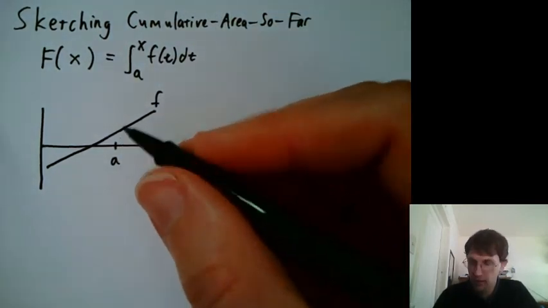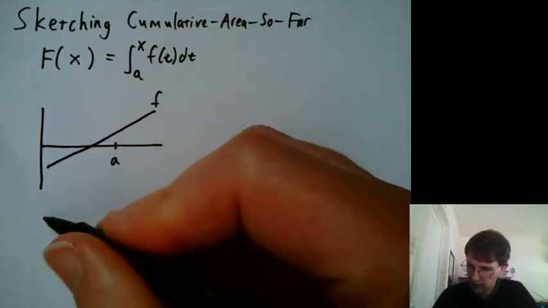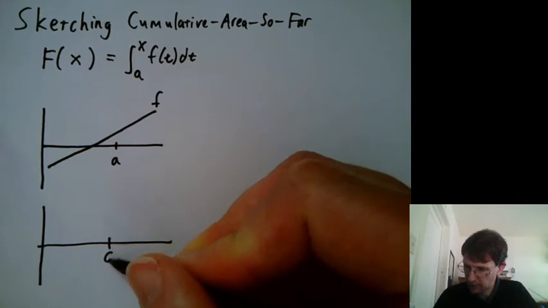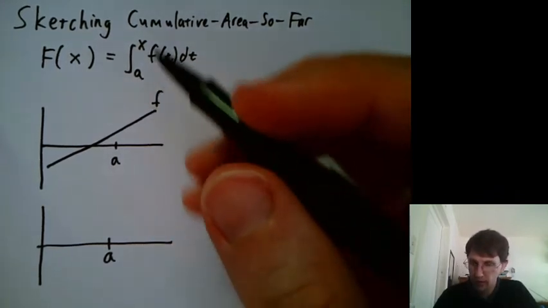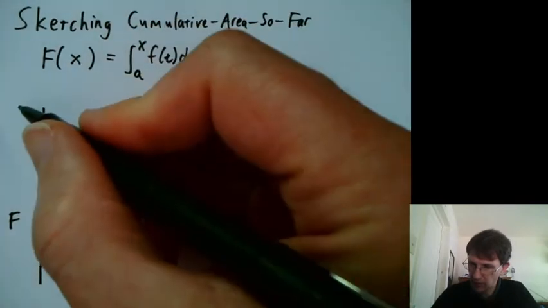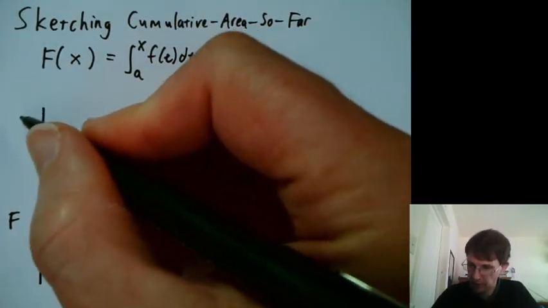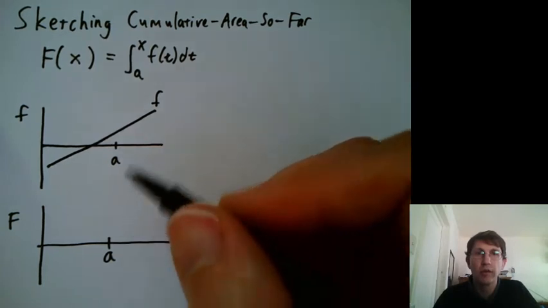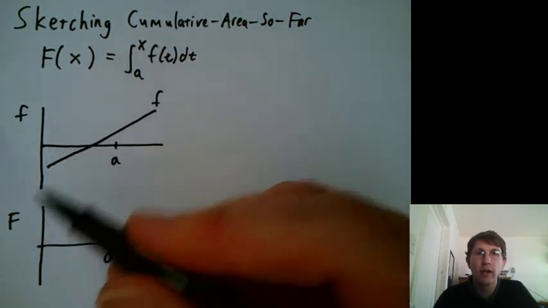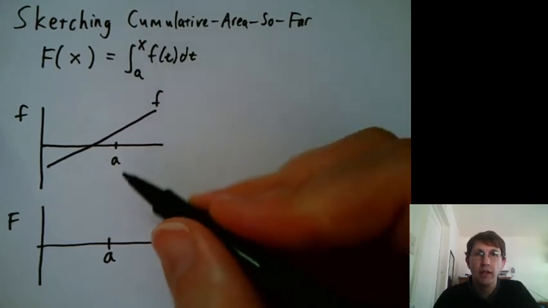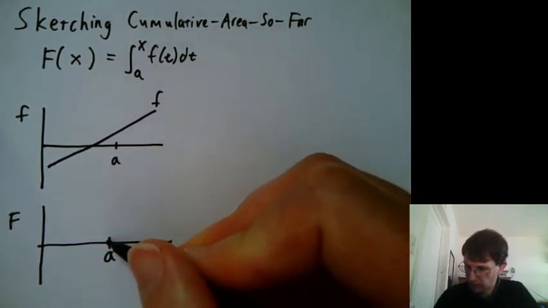So let's look at what's going on here. We're going to start integrating at a. I'm going to do another axis here and say a here. So this will be my antiderivative. This will be my cumulative area so far. Oh well. What's the big F at a itself? That would be the integral from a to a. That would be 0, right?